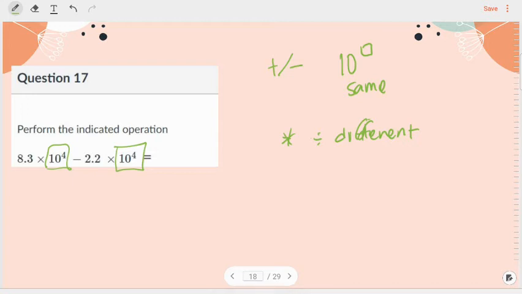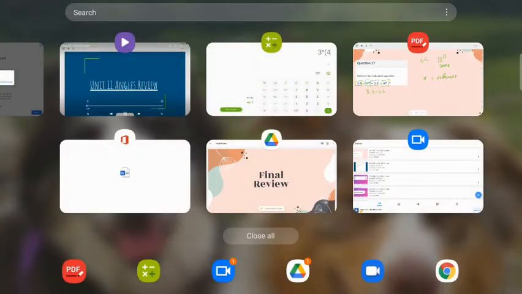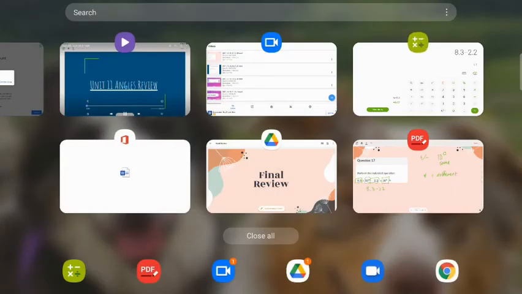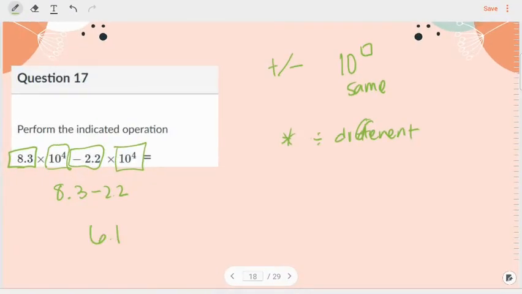Once they're the same, all I have to do is go in front of that times 10. So I have 8.3, and I want to minus 2.2 of those. So 8.3 minus 2.2 is 6.1. So 6.1 times, now this is the trick, don't combine your exponents. It's kind of like terms, you just leave them the same. So times 10 to the 4th power.